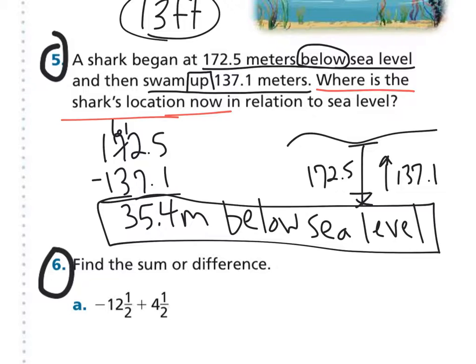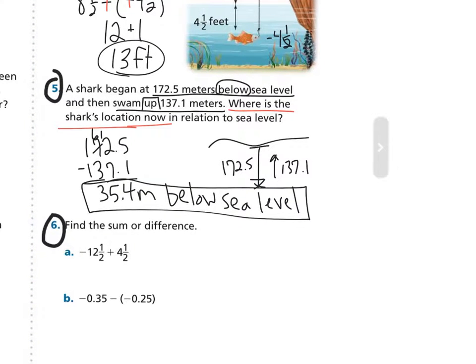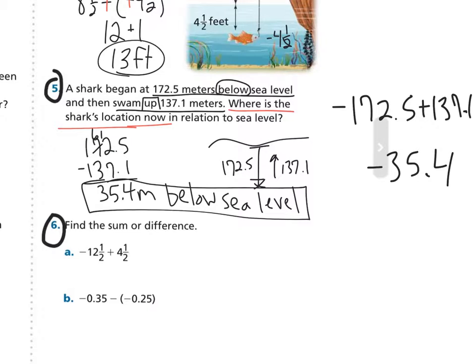We could, and what the book's kind of wanting us to think about is that we're at -172.5. We go up, so plus 137.1. That would be another way of looking at it. In that case, we are adding, but remember they're different signs. We need to take the difference. We do have more that are negative, so when you work that out, you would get -35.4. So kind of just two different ways of looking at that. Either way would be fine.